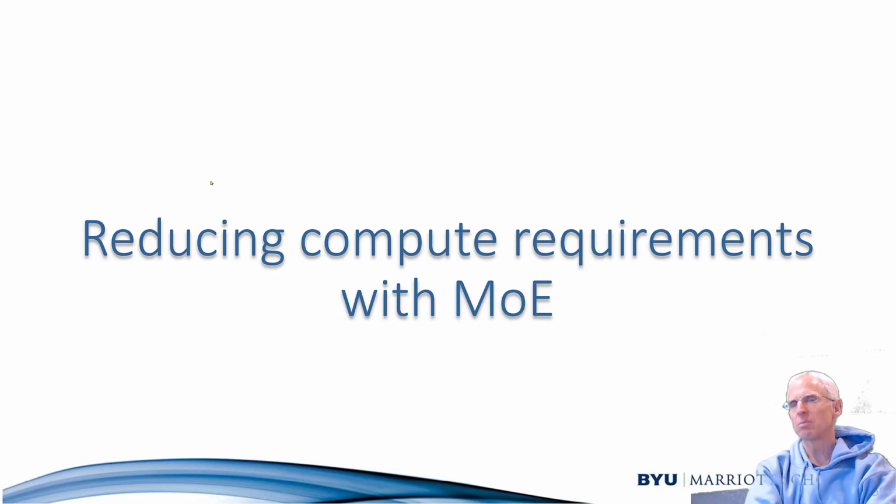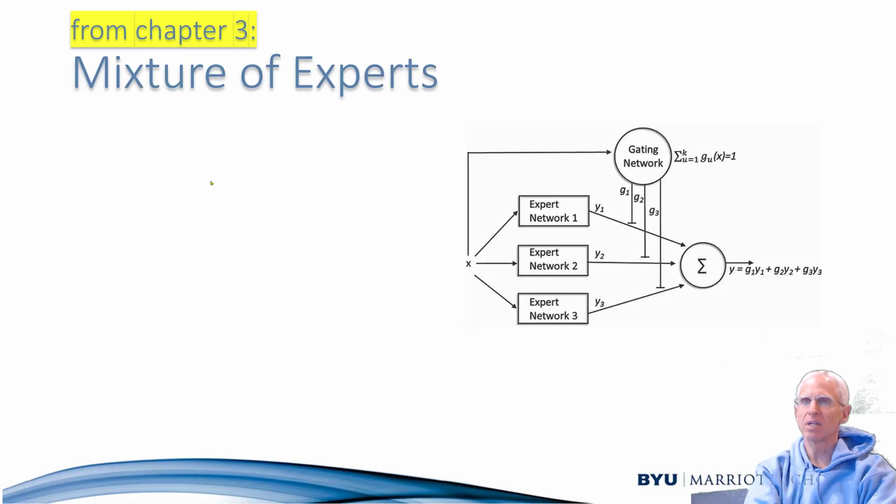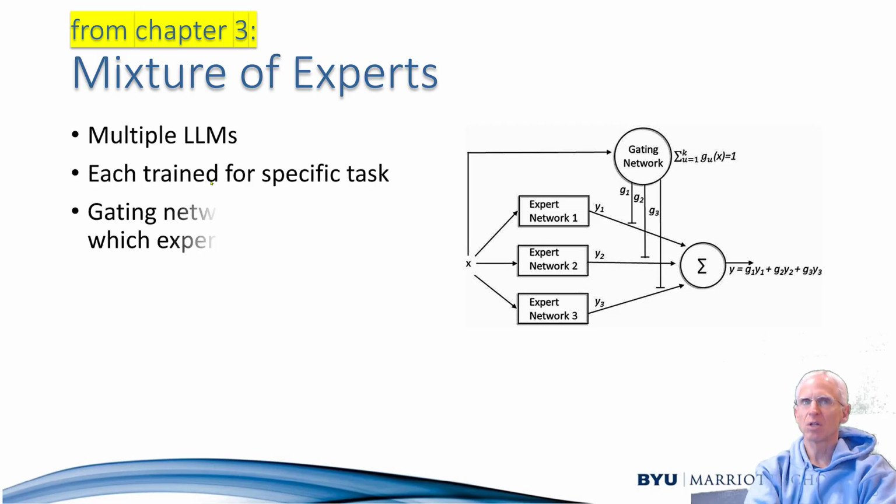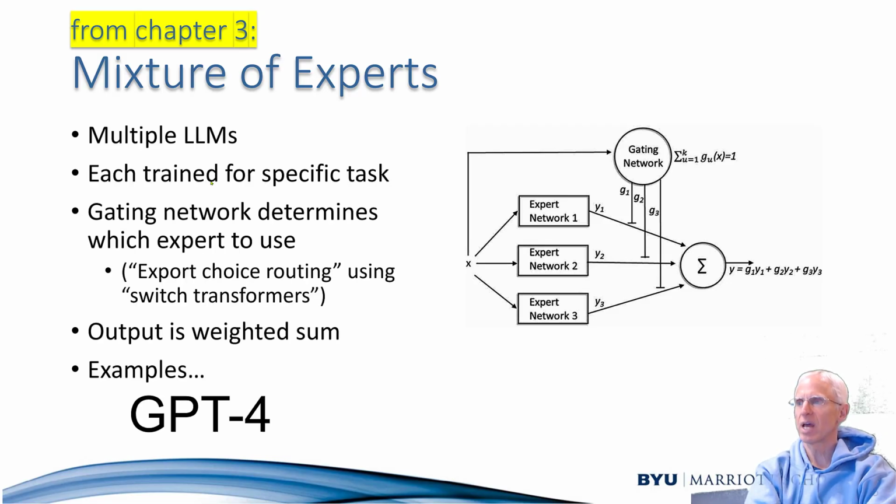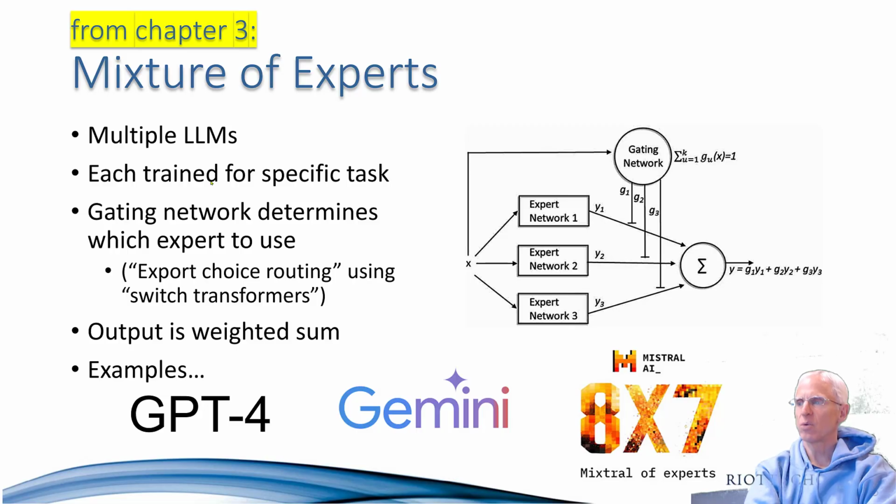All right, mixture of experts. We already talked about this a little bit. This is from chapter 3, but again, it has to do with model size because it makes large models much more efficient. Here we have the example of the little gating network, and the gating network takes the prompt and decides, okay, let's pick some expert networks and then weight their outputs in order to calculate the output that's actually passed on to the user. Multiple large language models, trained with specific tasks. Output is the weighted sum.